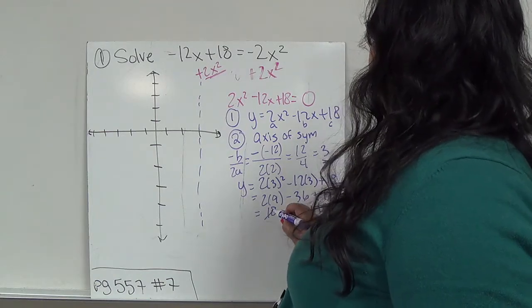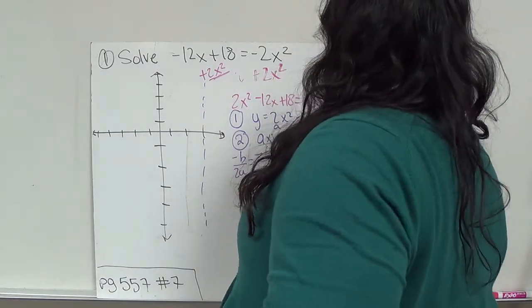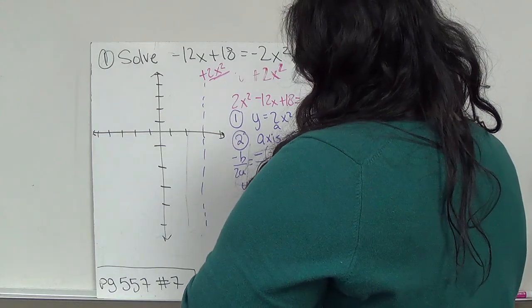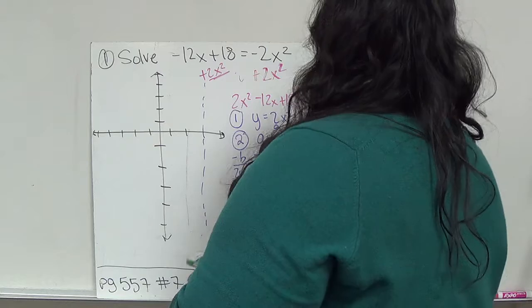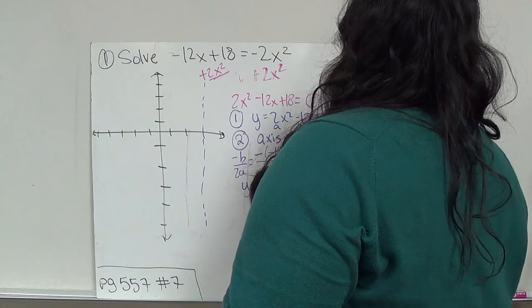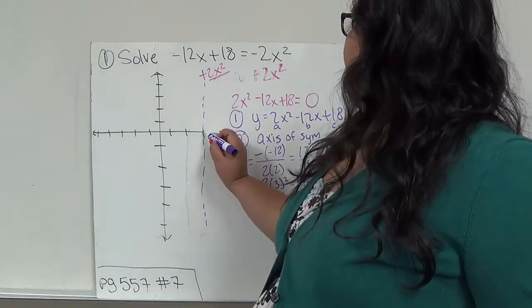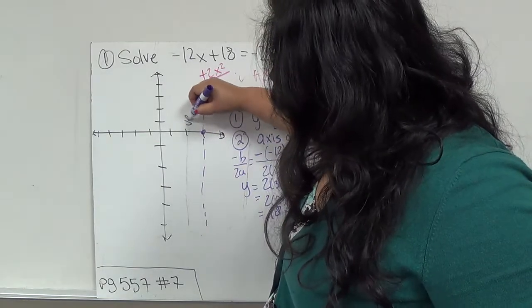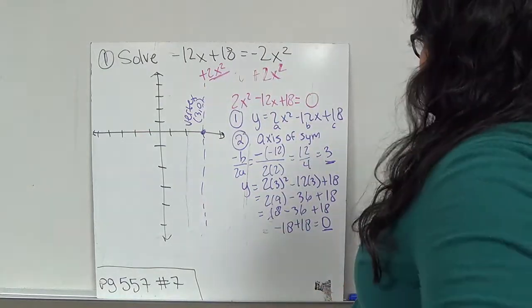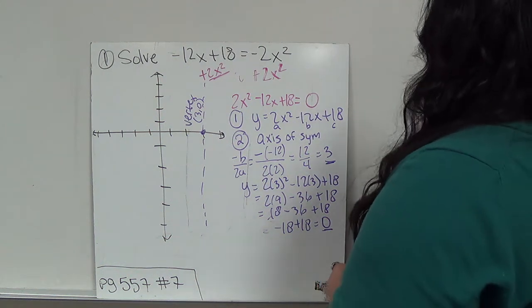So sorry, I don't know why I decided to cancel that out. So 18 minus 36 is negative 18. So we end up with negative 18 plus 18, which gives us 0. So that means my vertex is 3 and then 0. Okay? So my vertex is 3, 0. And then now I have to find 2 other points.